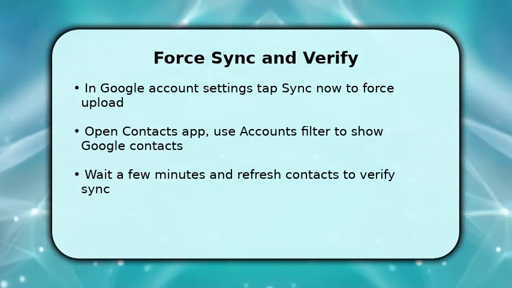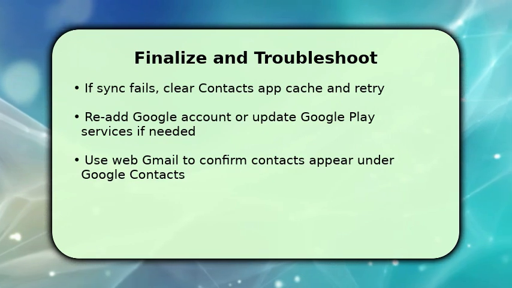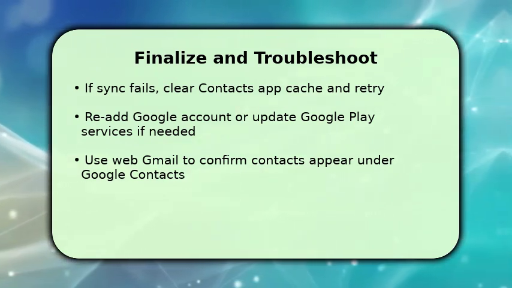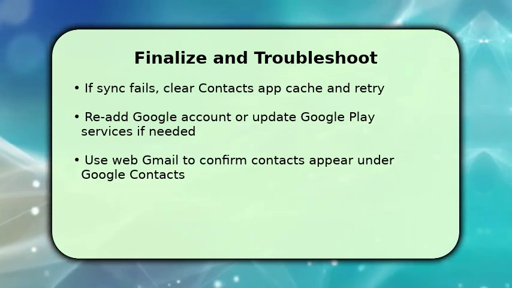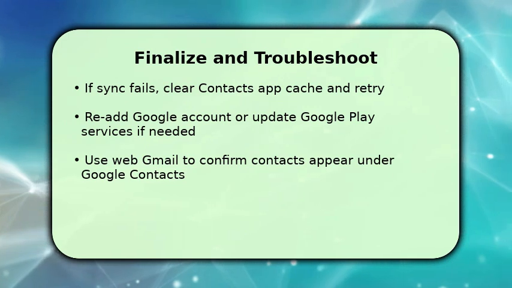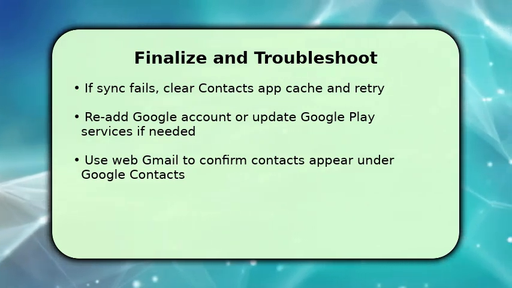To finalize, confirm contacts appear at Contacts.Google.com using a browser. This proves the sync completed. If something goes wrong, clear the Contacts app cache from Settings, Apps, Contacts, then retry syncing. If that fails, remove and re-add the Google account and ensure Google Play services and system updates are current.